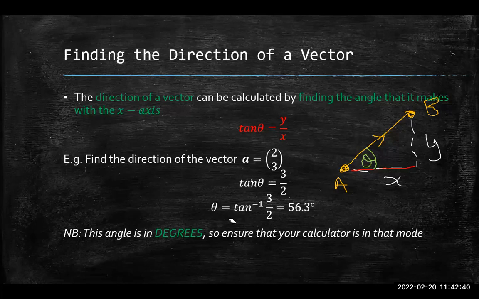Remember, whenever you're finding angles, you always have to use the inverse of the trig function. So theta is going to be tan inverse of 3 on 2. When you put this into a calculator, it will be 56.3 degrees. Note that the angle is always in degrees, so make sure that your calculator is in degrees mode and not in radians. Okay?